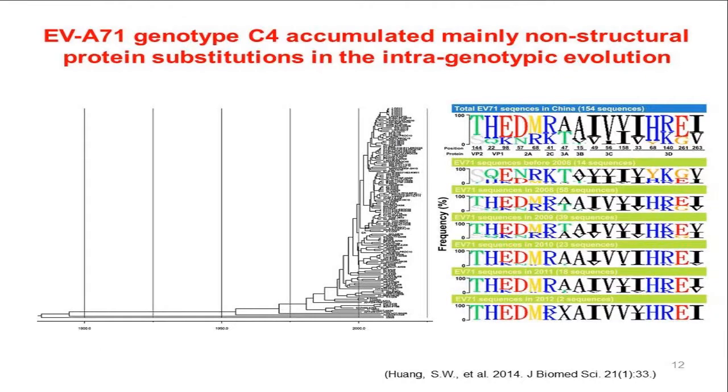Let me show you the C4 strain. These were data collected from GenBank, the China isolate C4 genotype. You can see the variation is also located in the capsid region, only 3 positions. The rest are also located in the non-structural protein region. So this indicates the intragenotypic evolution of Enterovirus 71 was located in the non-structural protein region.